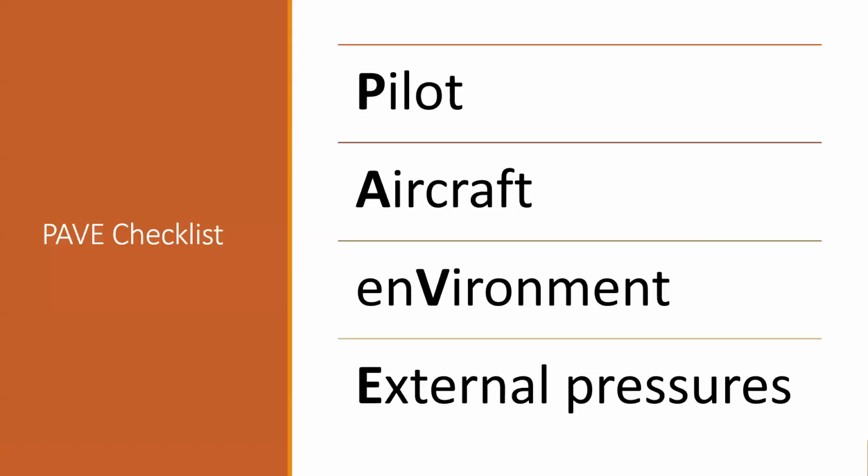All right, we're going to talk about another checklist. This one is more encompassing than just yourself. The IMSAFE checklist will come up again, but this encompasses some other things as well. So this is called the PAVE checklist. So you have pilot, aircraft, environment, and external pressures. Why they did that, I don't know. So PAVE.